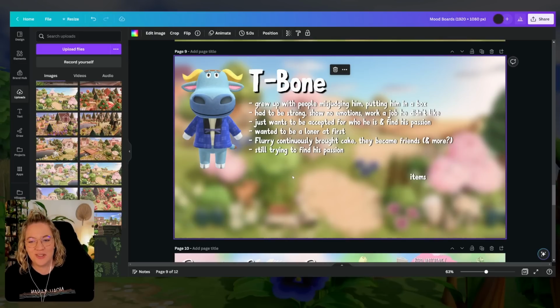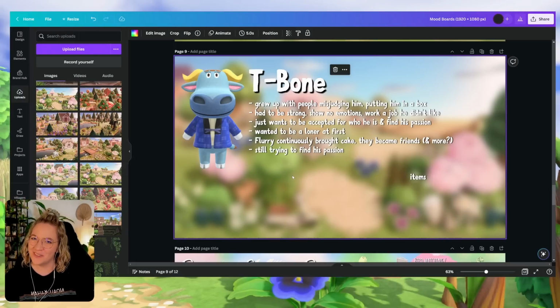But then Flurry continuously brought cake and they became friends because he was able to open up to her and just be himself. I also wrote "and more?" because I do kind of think that they would be a cute couple, so we might also bring that along, kind of add Flurry's picture to T-Bone's home, small little details like that.